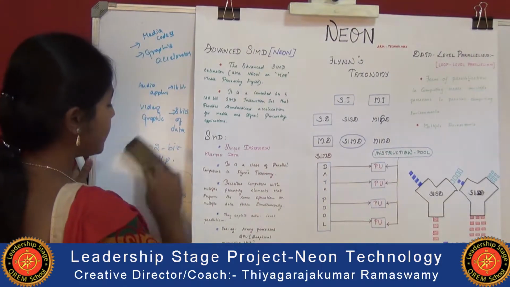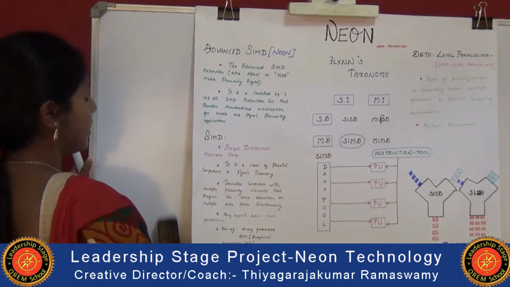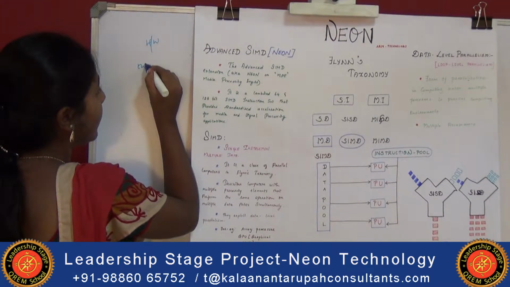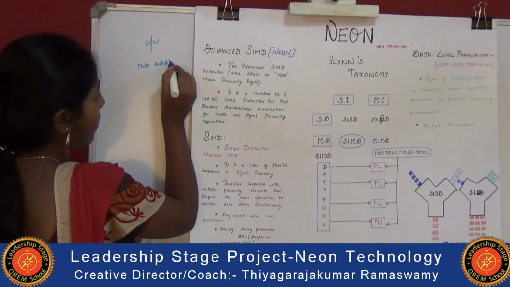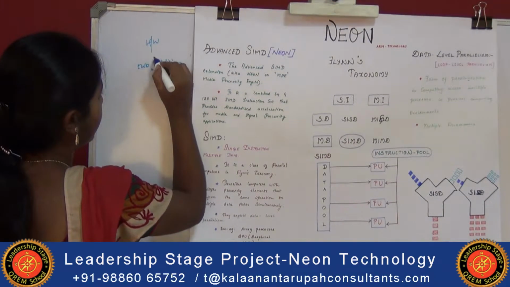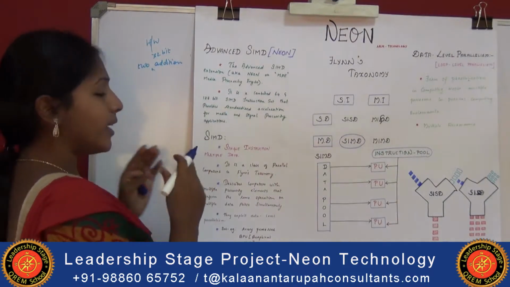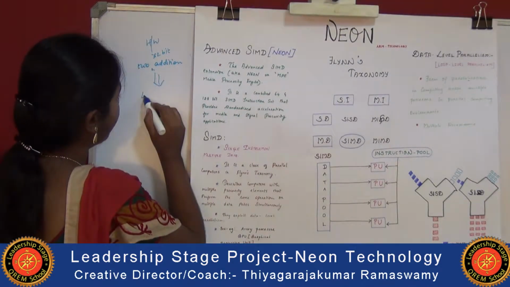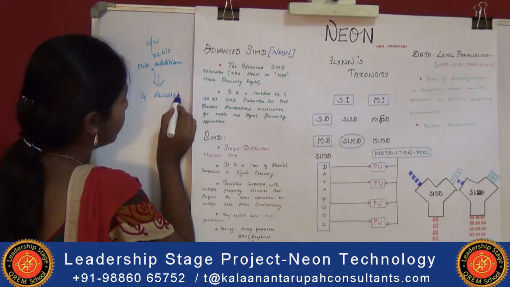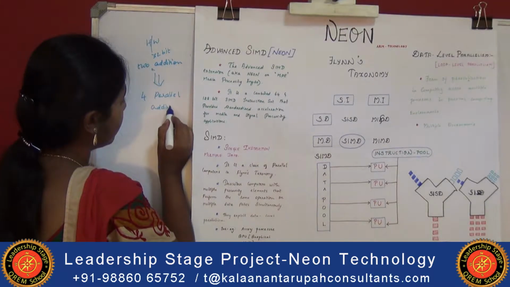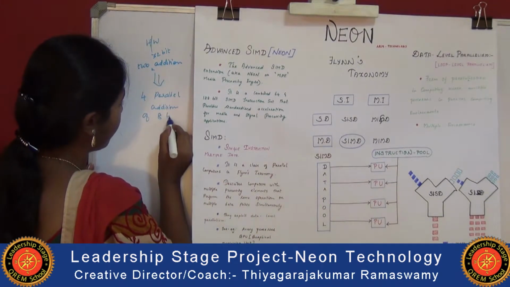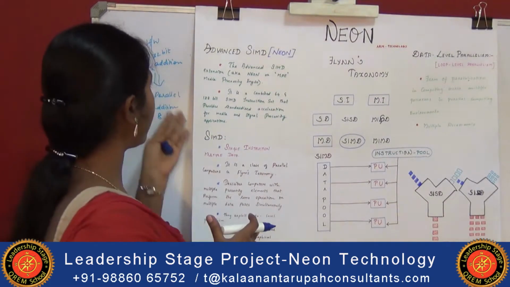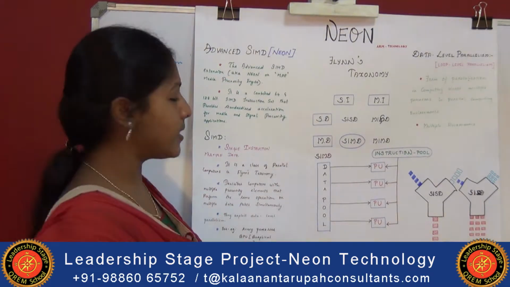If SIMD is implemented, any hardware which does a 32-bit addition of two 32-bit integers can instead perform 4 parallel additions of 8 bits in the same amount of time. That is why we go for SIMD.